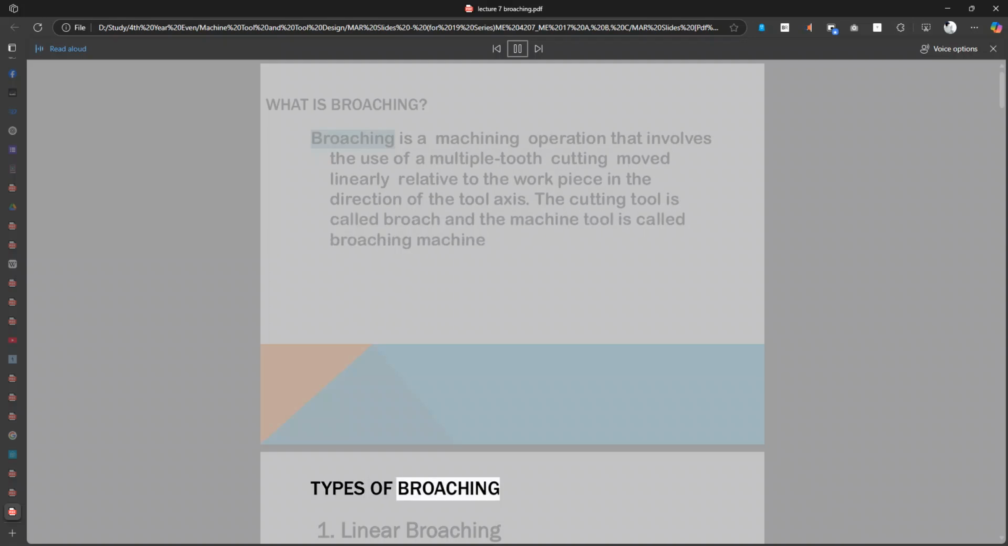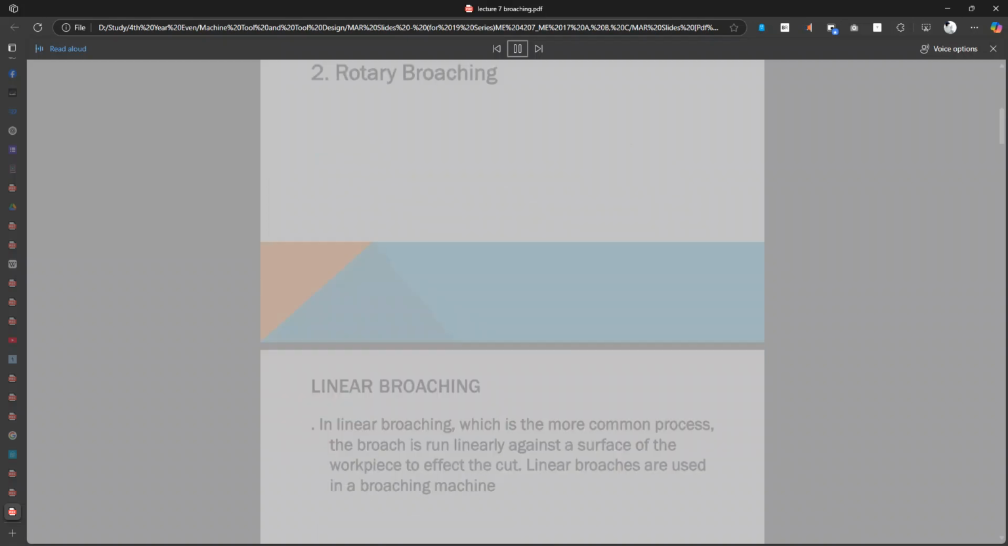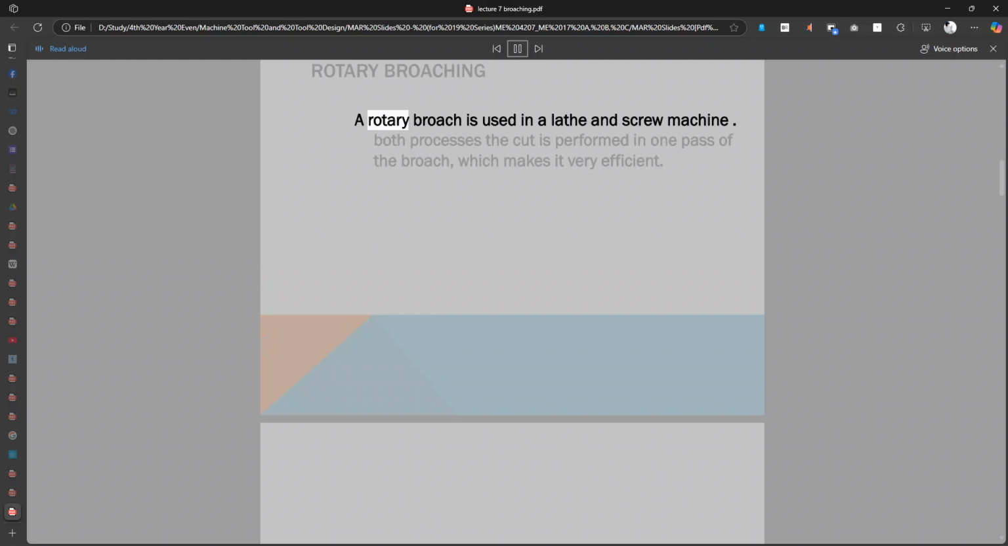Types of broaching. 1. Linear broaching. 2. Rotary broaching. Linear broaching: in linear broaching, which is the more common process, the broach is run linearly against a surface of the workpiece to effect a cut. Linear broaches are used in a broaching machine. Rotary broaching: a rotary broach is used in a lathe or screw machine. In both processes the cut is performed in one pass of the broach, which makes it very efficient.